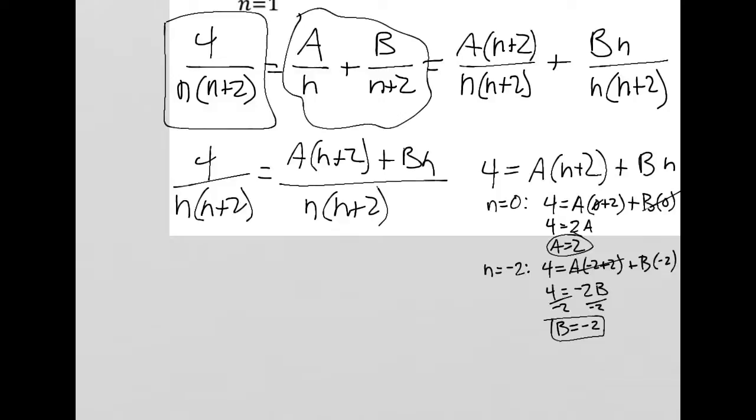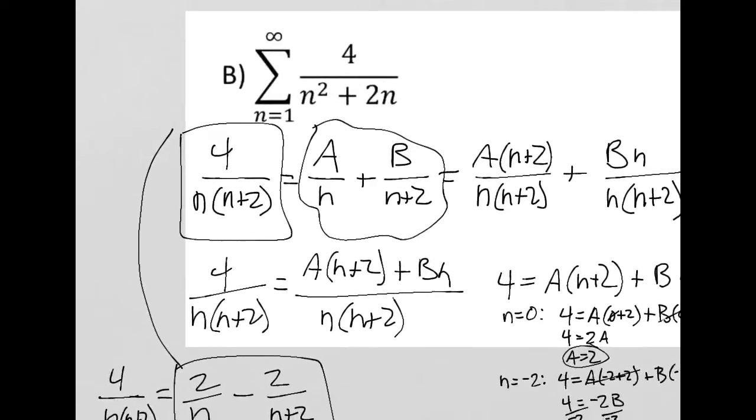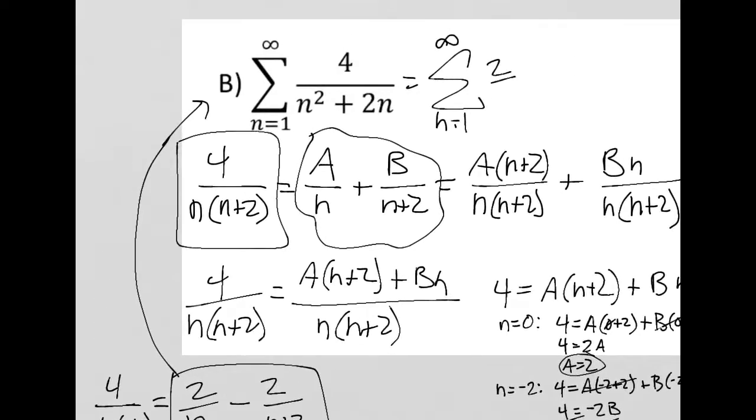This original piece up there, a was 2, so 2 over n, plus b is a negative number, so I'm going to say minus 2 over n plus 2. And again, we're saying that this is equivalent to 4 over n times n plus 2. And like I did in the last video, you could find a common denominator, smush it back together, and show that, yes, those two things are indeed the same. But the point is, I can now use this up top in this original summation. I can rewrite this summation as the sum from n equals 1 up to infinity of, instead of 4 over n squared plus 2n, I can write it as 2 over n minus 2 over n plus 2.